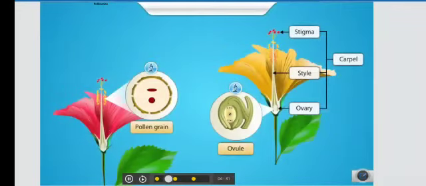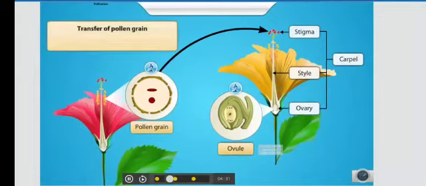For reproduction to take place, a pollen grain must first reach the stigma of a flower. The process through which a pollen grain is transferred from the anther to the stigma of the flower is called pollination.